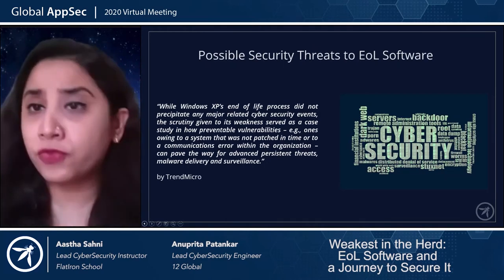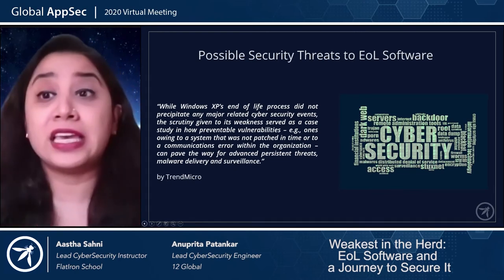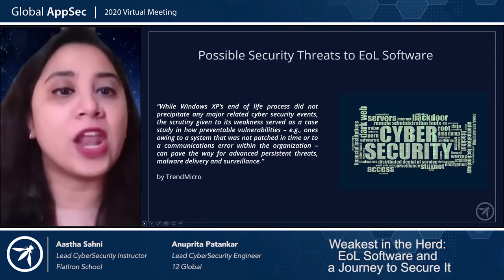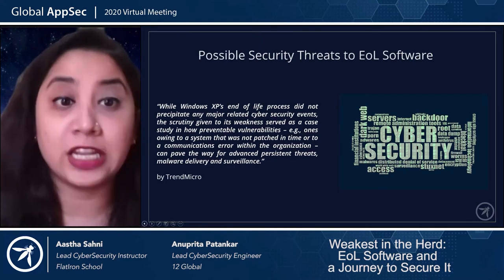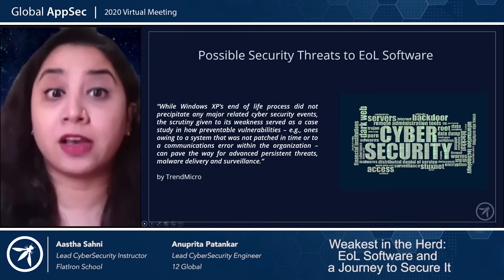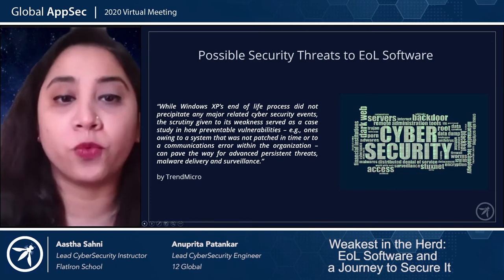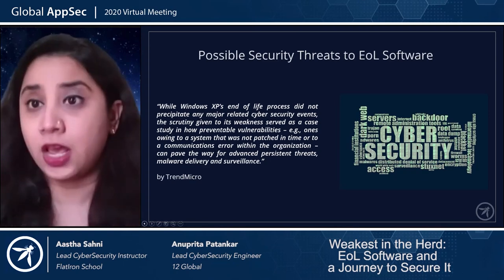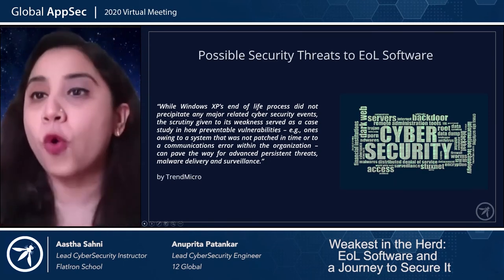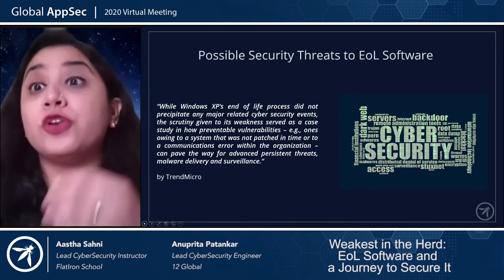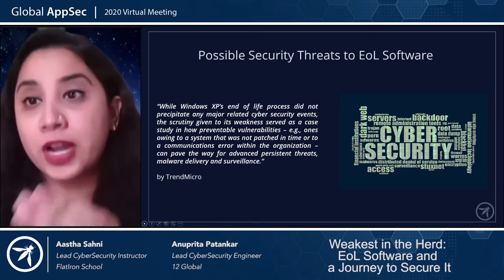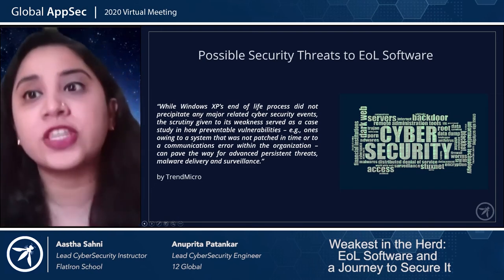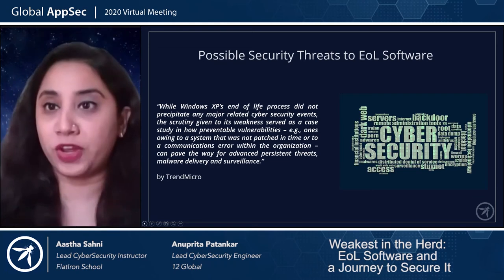Possible security threats. As risks are associated with EoL softwares, if you can see this paraphrase in the slide, it was mentioned by a blog from Trend Micro in 2015 that while the Windows XP end-of-life process did not precipitate any major cybersecurity-related event, it is a case study in how to prevent vulnerabilities. Even though in 2015 Windows XP had become an end-of-life software and there was no known cybersecurity threat, little did we know that in the future, when 2017 hit, cyber threat actors utilized one of the vulnerabilities in the Windows XP operating system and leveraged it in the very well-known WannaCry ransomware in 2017.